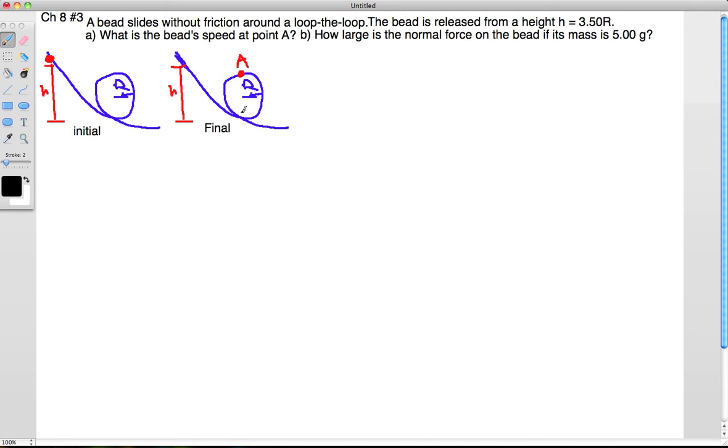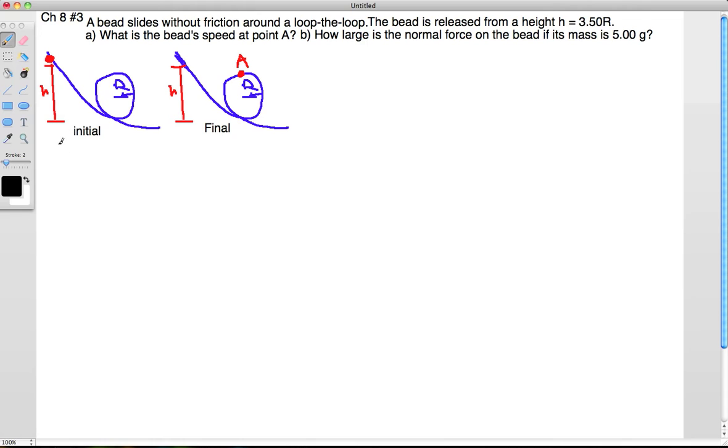Alright, I'm gonna do chapter 8, number 3. The question is, a bead slides without friction around the loop-the-loop. The bead is released from a height h equals 3.50 r. There are two parts to the question. Part A is, what is the bead's speed at point A, which is right here. And B is, how large is the normal force on the bead if its mass is 5 grams.